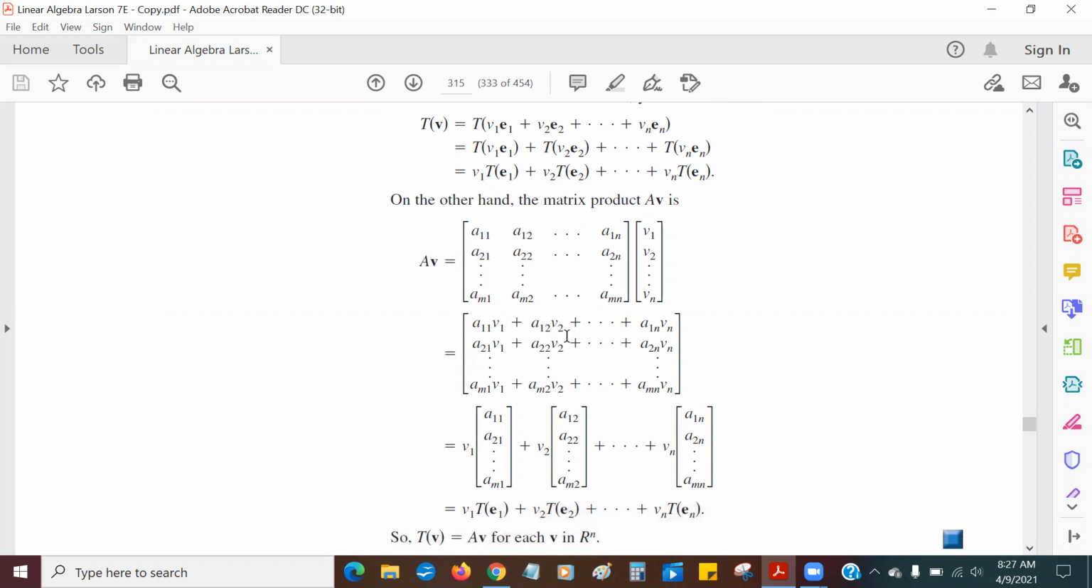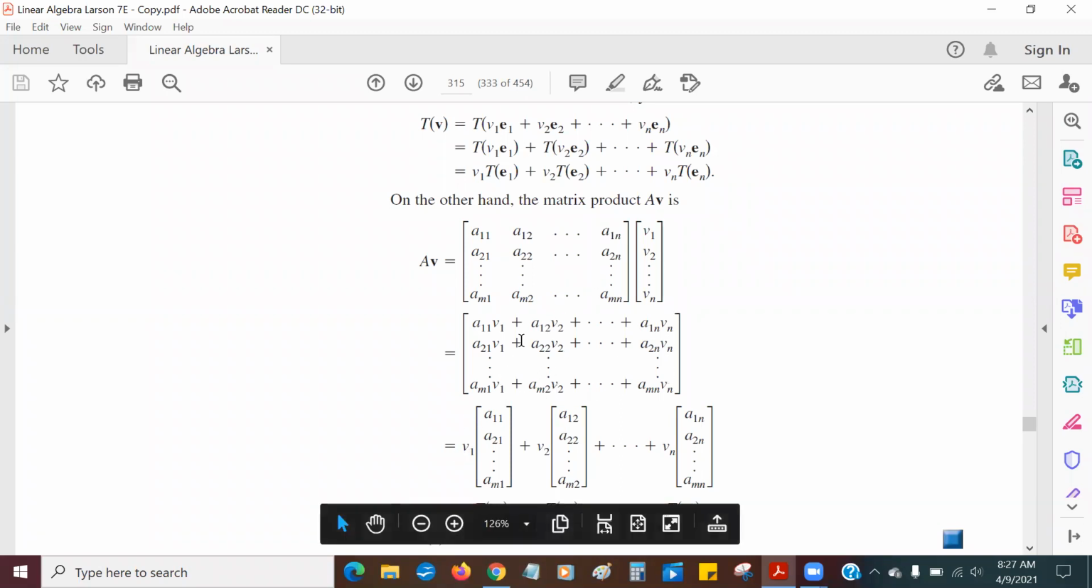It looks like it's a lot of things because I have all these pluses, but really it's just a single column. It's just an m by 1 column. But I could break this up. Notice that I have a whole factor of V1 here, a whole factor of V2 on this line, a whole factor of Vn. So this I could break up into V1 times these guys here, plus V2 times those guys here.